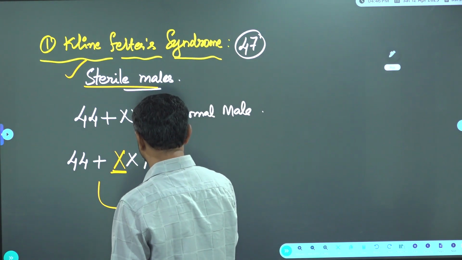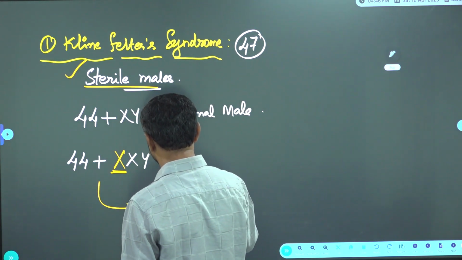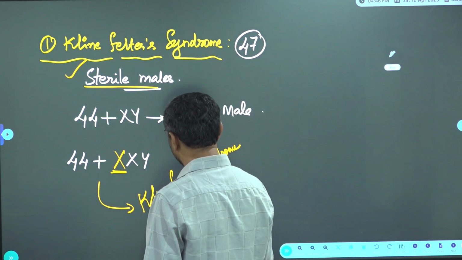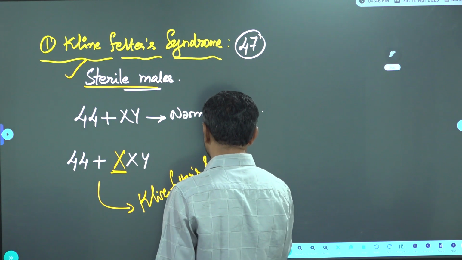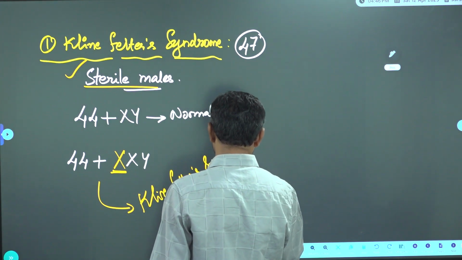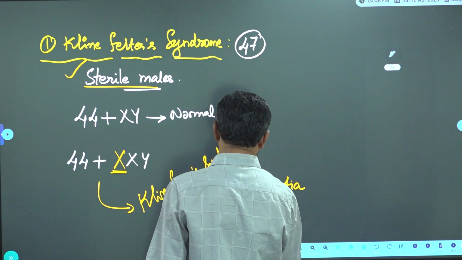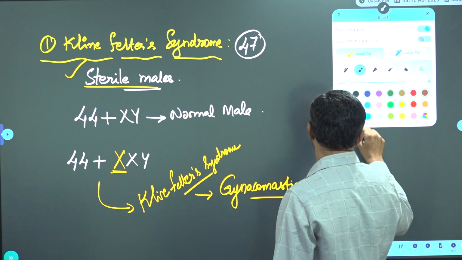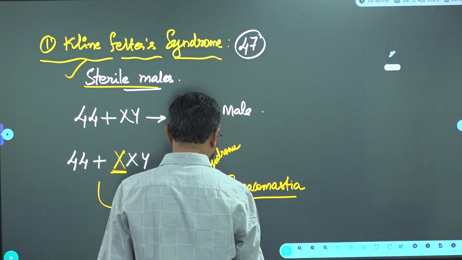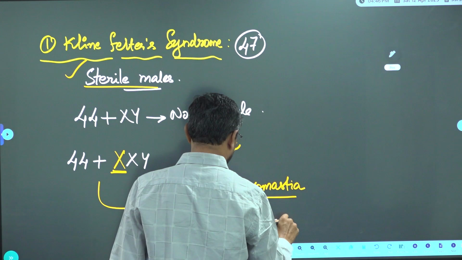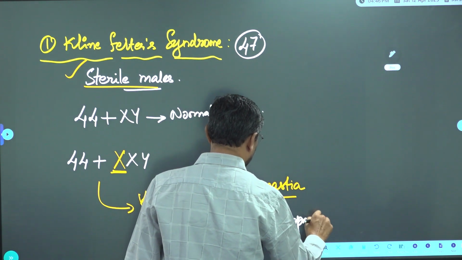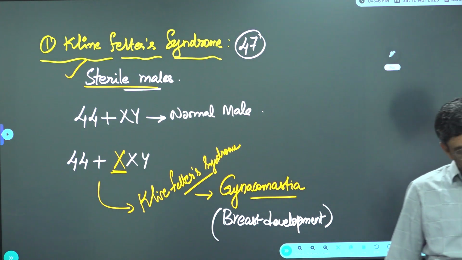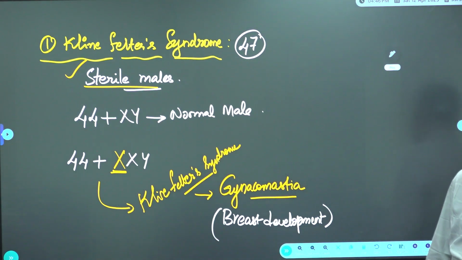These are called Klinefelter syndrome. Okay, they will get feminine characters. They show gynecomastia. So what is gynecomastia? Development of breast, breast development in males. Gynecomastia means development of breast.